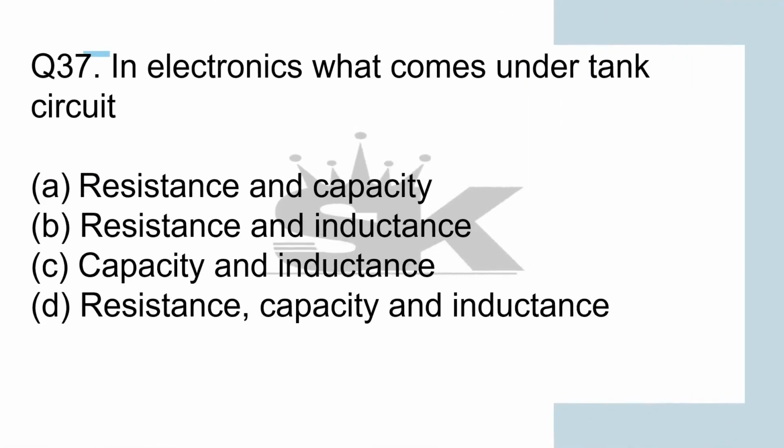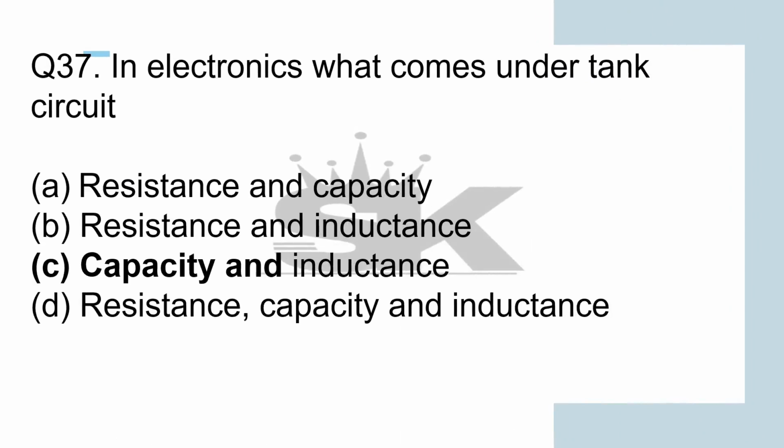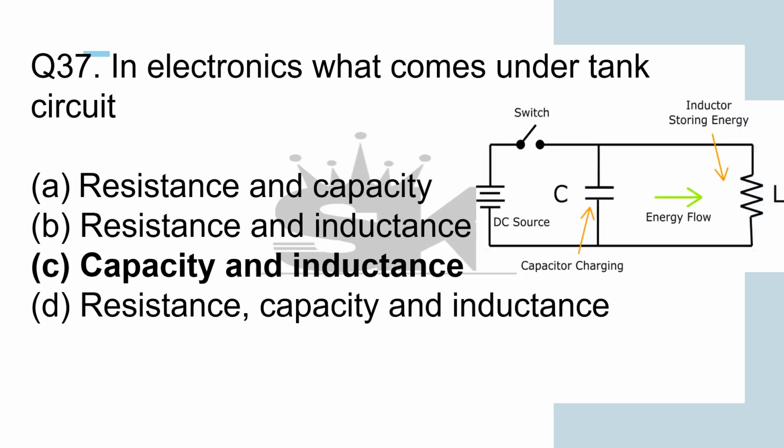In electronics, what comes under a tank circuit? The answer is capacitance and inductance. Here's the image. A tank circuit is a parallel combination of a capacitor and an inductor and is the most common resonant circuit, which means a circuit that absorbs maximum power at a particular frequency. It's called the resonant frequency.